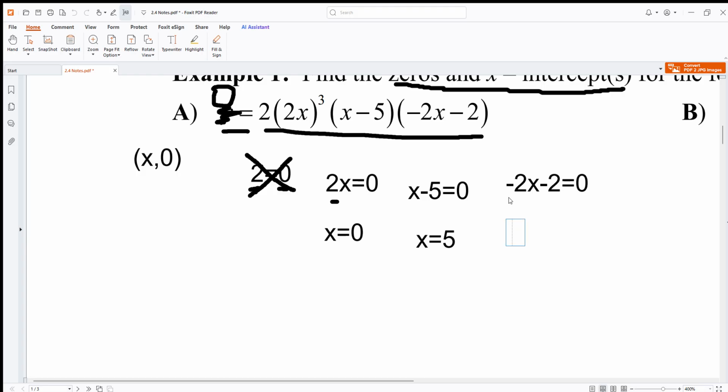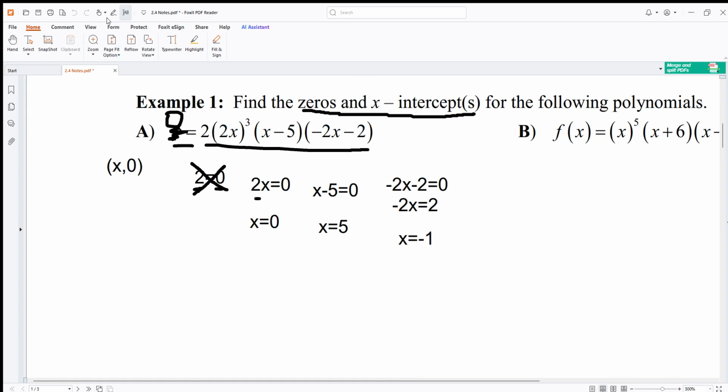Now this next one we'll just do in 2 steps. So we have negative 2x minus 2 equals 0. Undo subtraction of 2 with addition. So add the 2 over. And then my next step would be divide by negative 2. So x equals 2 divided by negative 2. So in other words, negative 1.